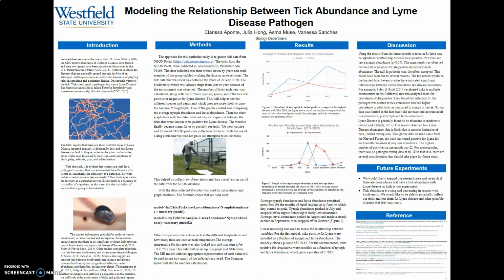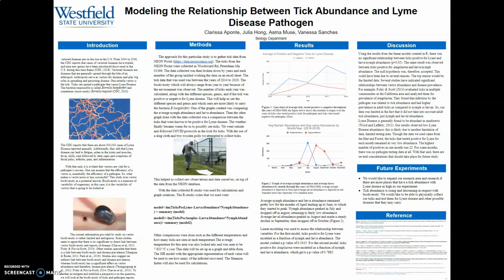Once this data was collected, we broke it down into different graphs. One of the graphs compared the average nymph abundance to larval abundance, and another compared the number of positive and negative ticks for Lyme disease over the course of all those years. Then, once the weather got better, we went outside to Westfield State and tried collecting raw data ourselves by using two wooden poles with a cloth attached to each pole and dragging it over a measured plot, which was about 10 by 10 meters, I believe, to see if we could collect any ticks.